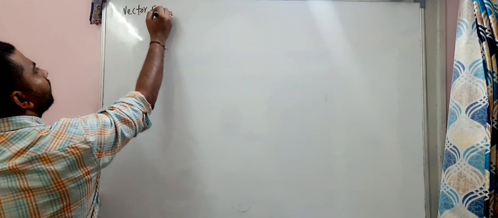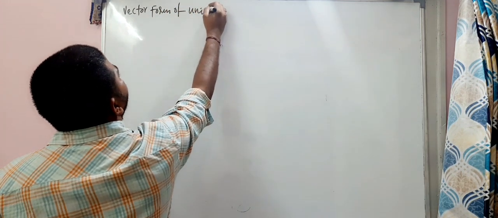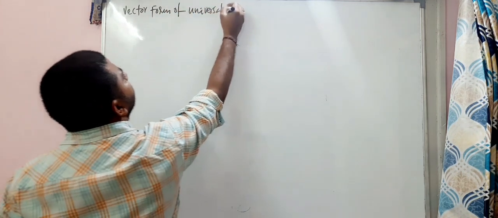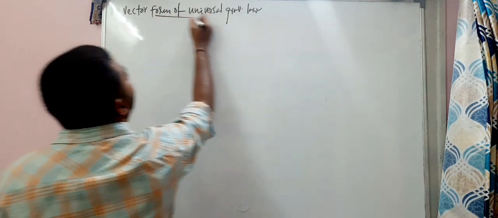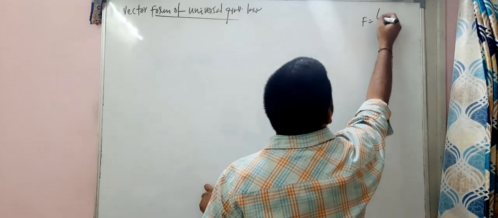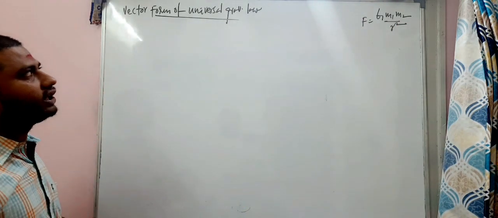Vector form of universal gravitational law. Generally, magnitude-wise, F is equal to G m1 m2 by r square. How it will be written in the vector form, I'll tell you now.